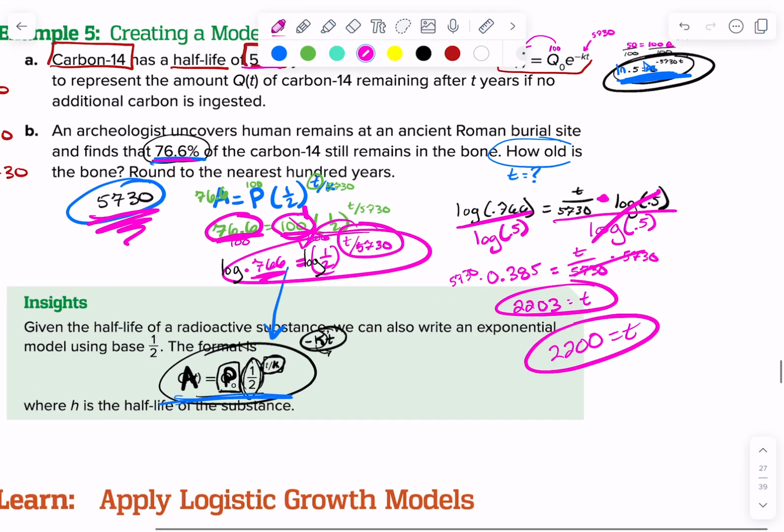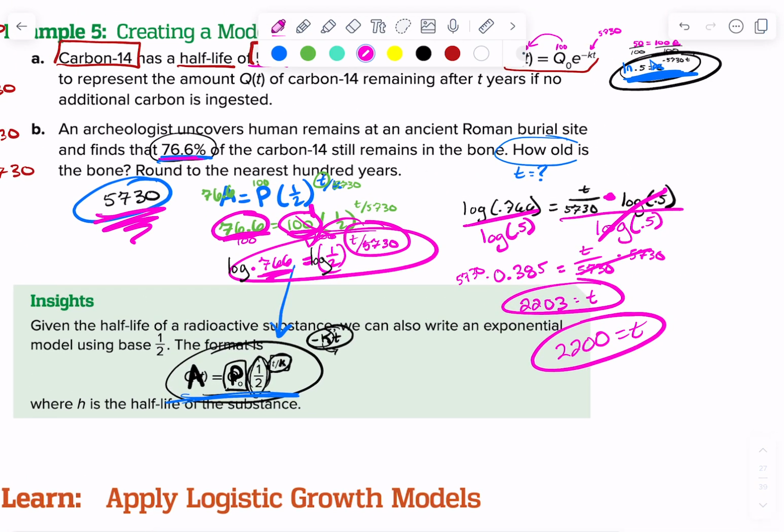All right, so more solving for logs. This is all you're doing. It's just solving for logs. They just give you an equation to plop stuff into. That's for half-life.